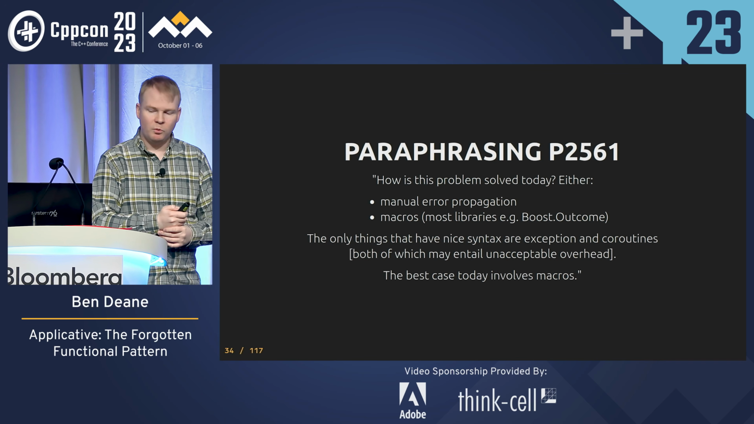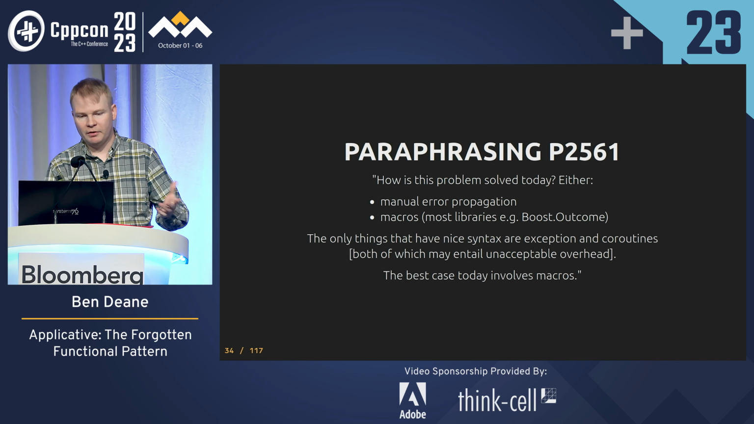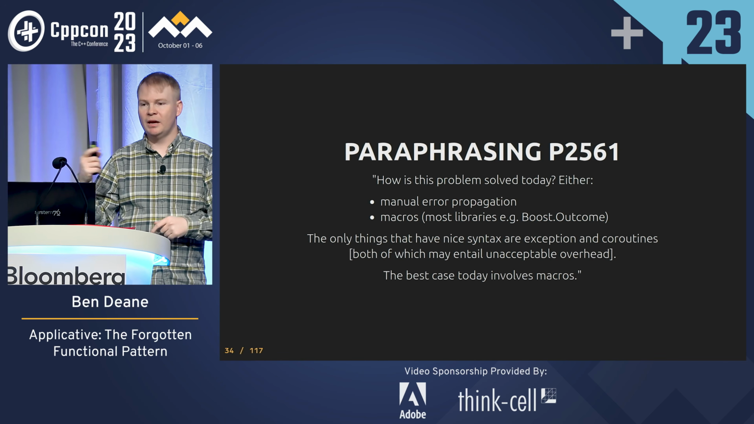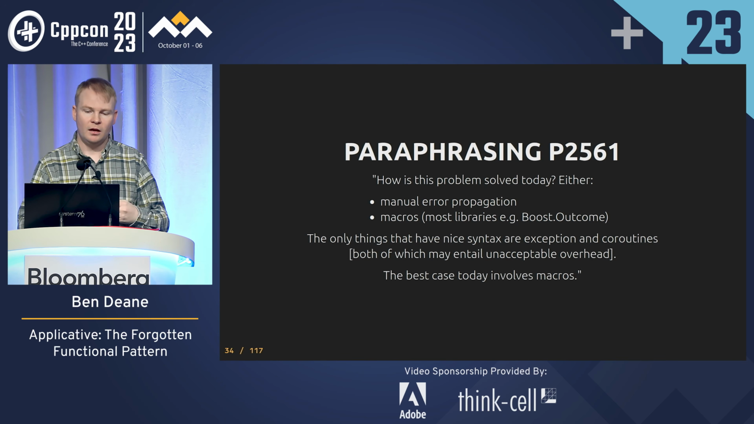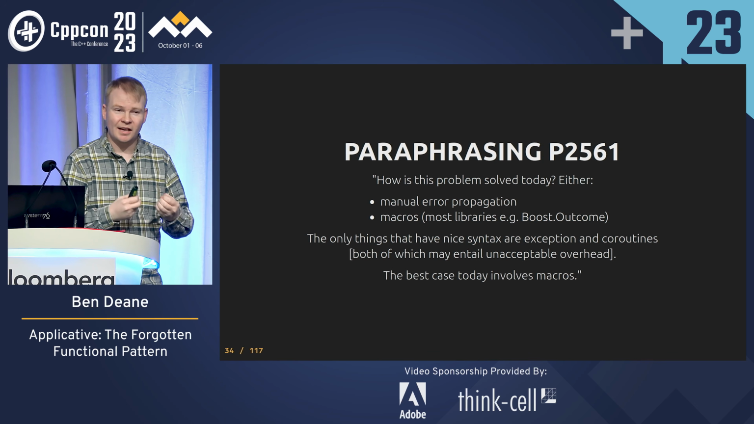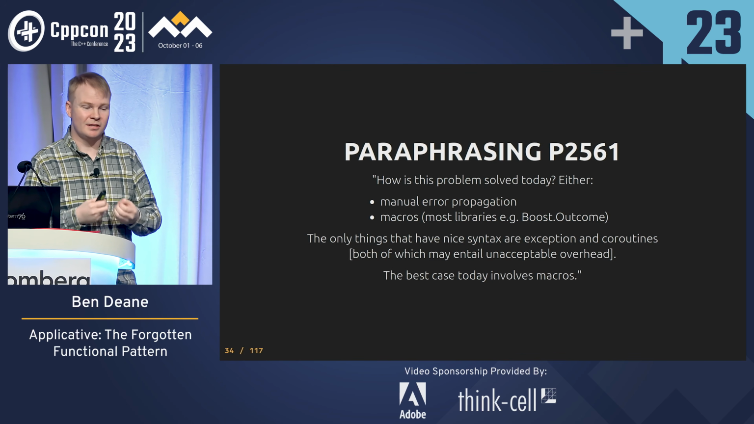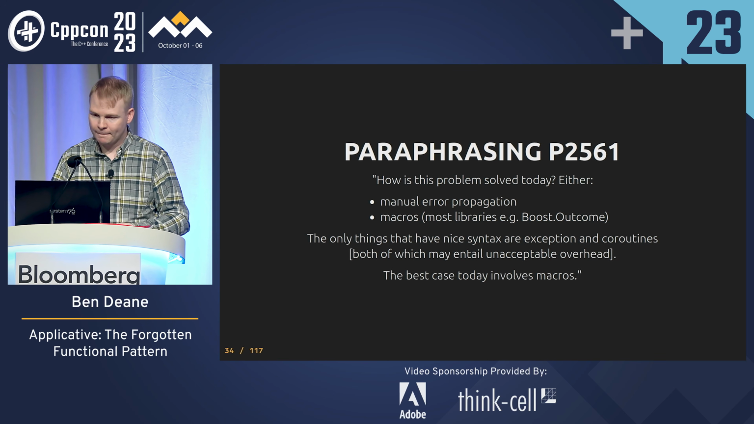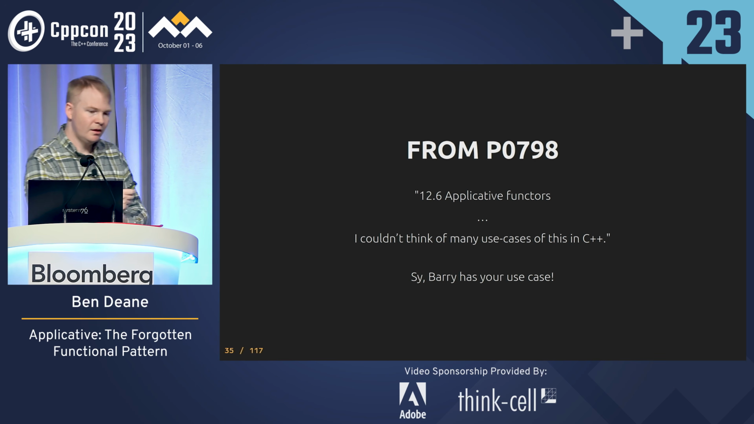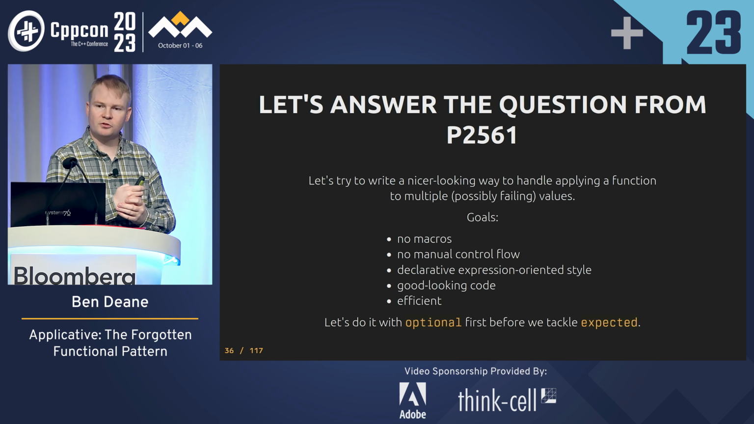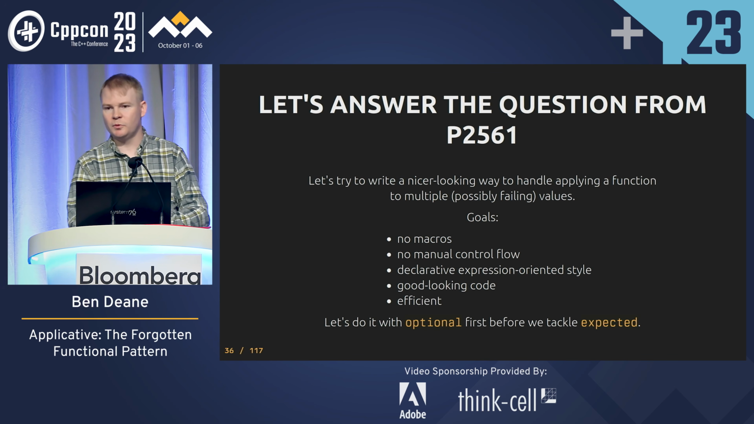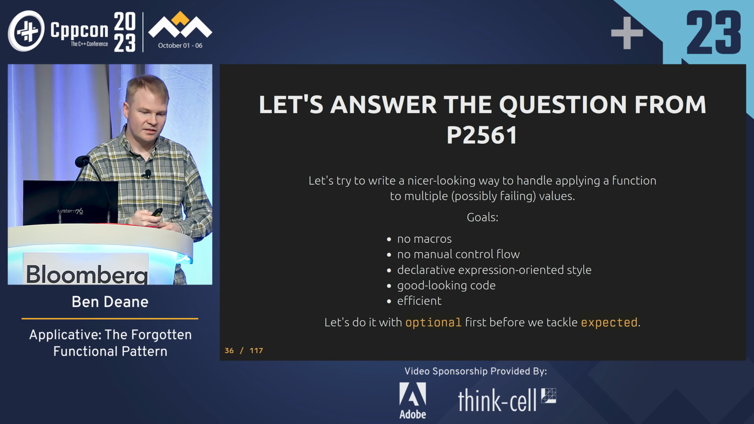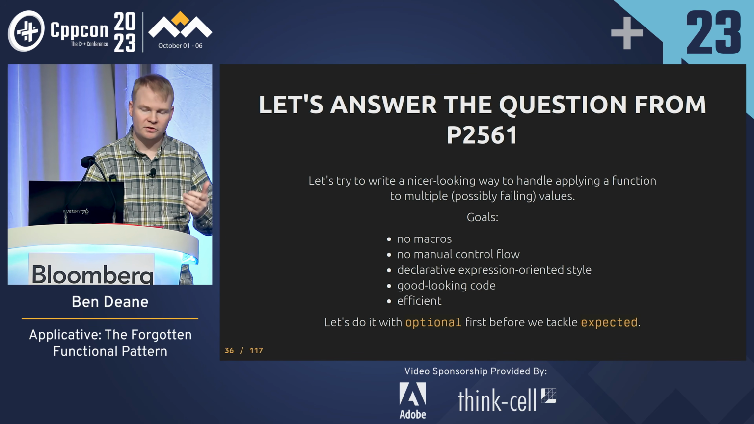Now, this problem is also solved today by using various methods. Manual error propagation, like we just saw. Some libraries have macros to deal with it. The only things that have a nice syntax here are exceptions and coroutines, but not everyone can use one or both of those. So I want to try and answer the question without using exceptions, without using coroutines, using applicative functor and getting a nice syntax that's good looking and efficient and declarative.